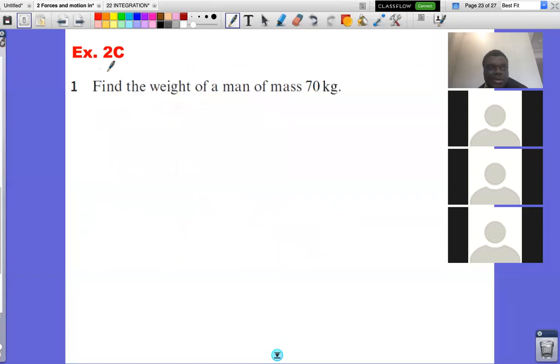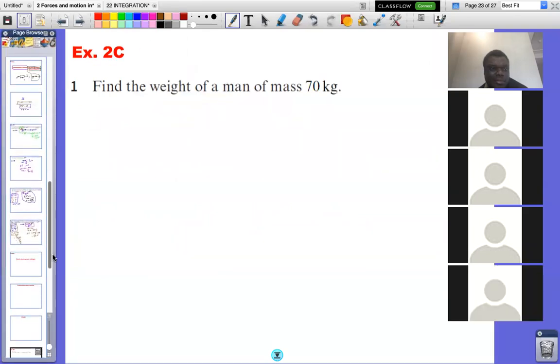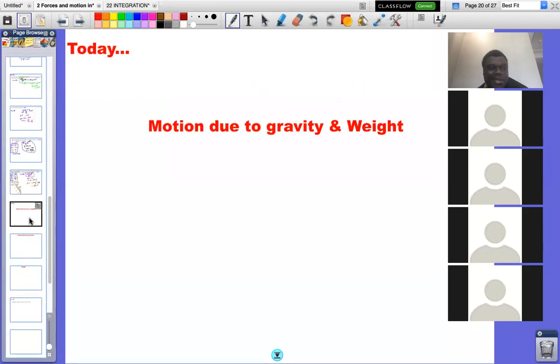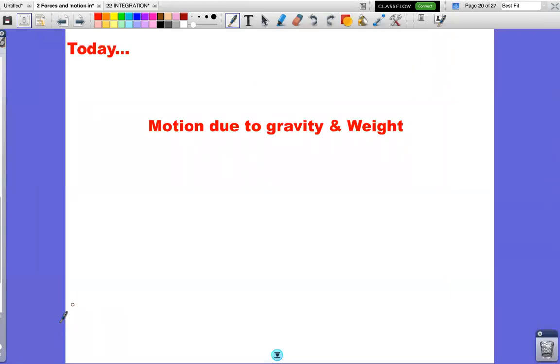For today's math class, we'll be talking about motion due to gravity. Some of you are already very familiar with this topic.